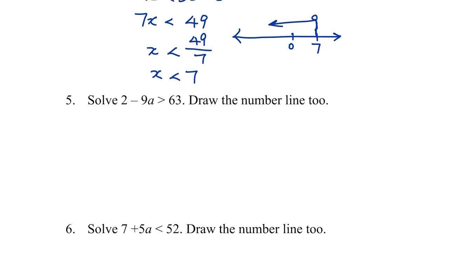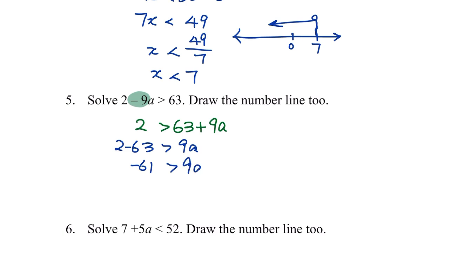The number next to the unknown, is it positive or is it negative? If it's negative, then you have to switch the place. This number is negative, right? So you switch the place first to the other side so that it becomes positive. And then we put numbers on one side, unknowns on the other side. 2 minus 63, negative 61. And then you don't want that 9, so you divide on this side. 61 divided by 9, you probably get a very ugly answer. So you can just end the question here.